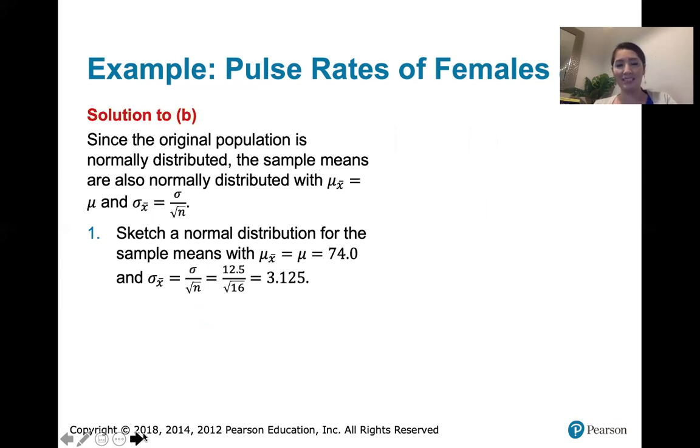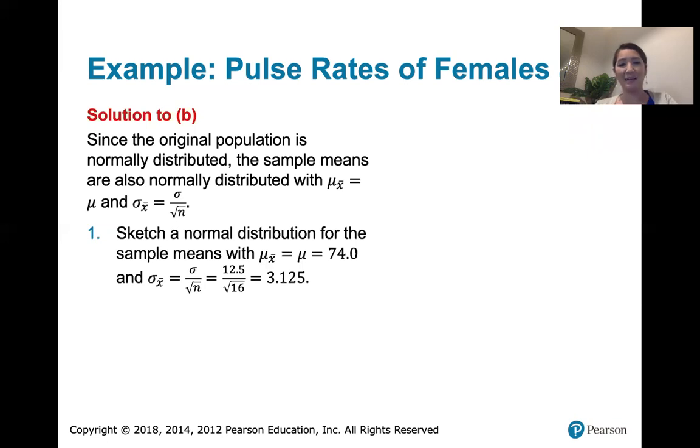So we're going to do pretty much the same thing we did last time. This time we're sketching a normal distribution for the sample means, not the pulse rates themselves, but means of pulse rates, where we're talking about sample means for samples that have n equals 16 people in them. So the mean of the sample means is equal to the population mean, which is that 74 beats per minute. And then the standard deviation is that 12.5 divided by the square root of the sample size, which happens to be 16. And that happens to be 3.125.